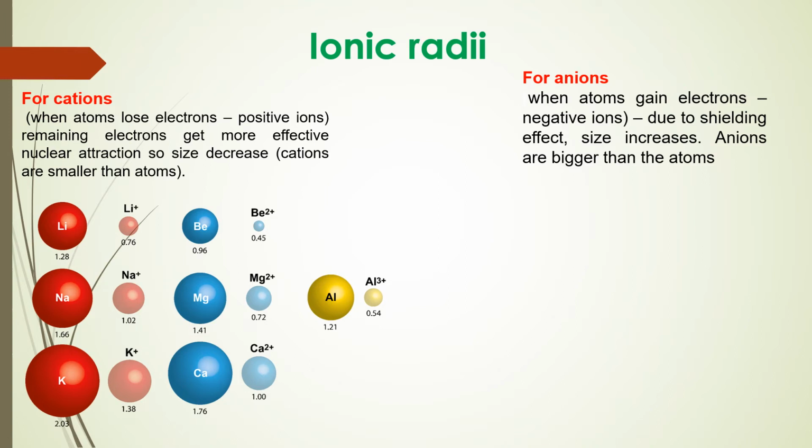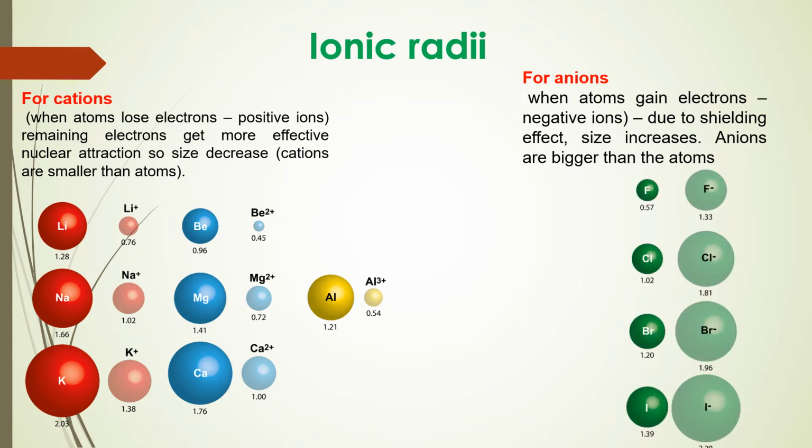As a result, when the electron moves away, there is less effective nuclear attraction, but there is more shielding effect, which is a repelling effect. Now, because there is more shielding effect in the anion, the size of the anion is going to increase. So anions are bigger than the atoms they are made from.